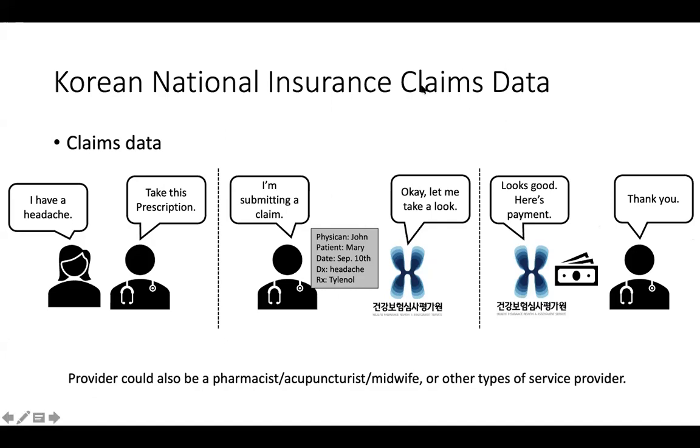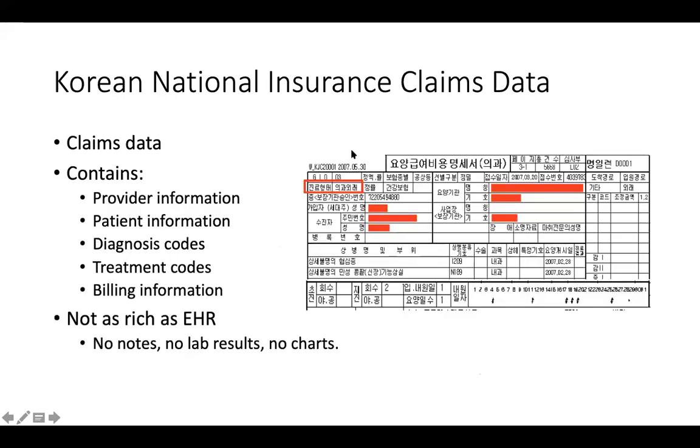And claims data is what 심평원 has collected, these claim files from individual hospitals or individual doctors all over the country, and then they compiled it into a database and released it for research purposes. So that's what Korean National Insurance Claims Data is. Basically a compilation of this thing. So that thing looks like this actually. It's a 명세서.